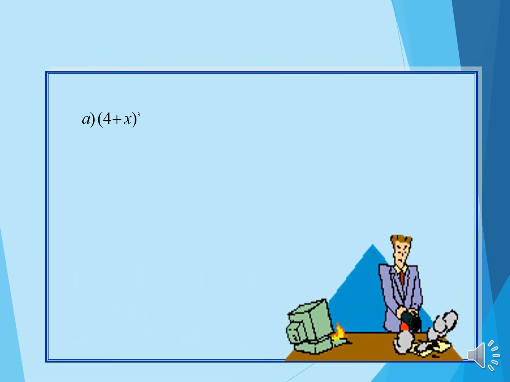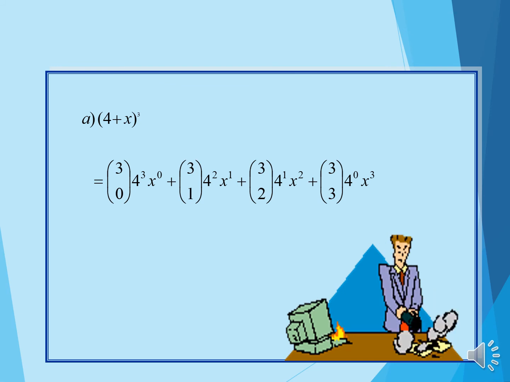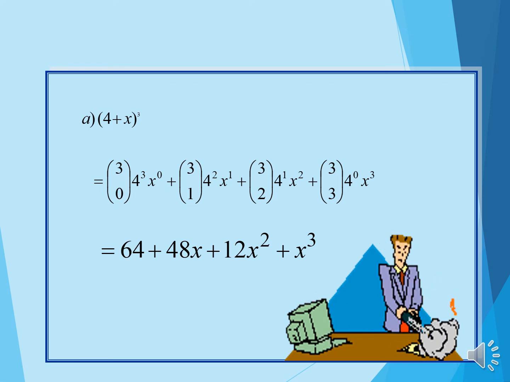(4 + x)^3. Since n is a positive integer, n equals 3. Substitute into the binomial theorem, simplify, and the answer is 64 + 48x + 12x^2 + x^3.